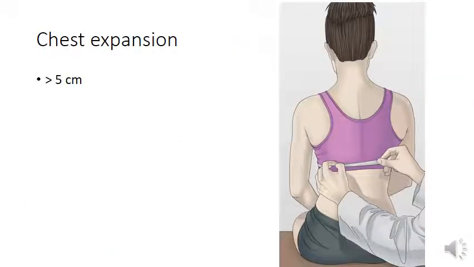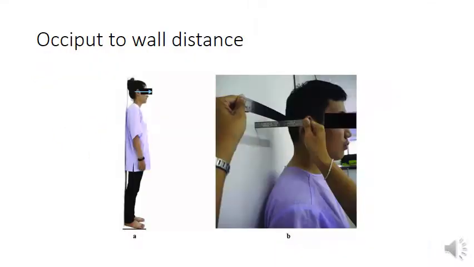To record the thoracic vertebra, we have done the chest expansion. So we will be measuring the chest expansion here. And usually after maximum inspiration, the chest expansion should be more than 5 centimeters. So this indicates that the thoracic movements, the thoracic vertebrae are normal.